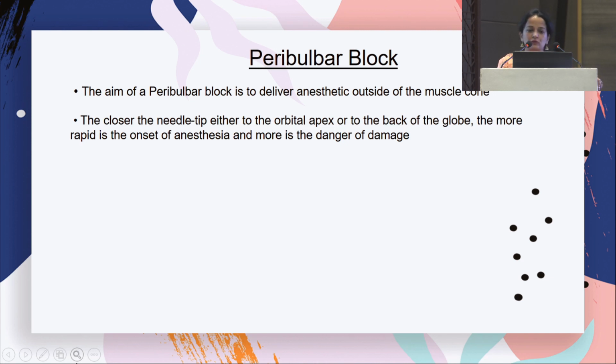So here the aim is to deliver the anesthetic agent outside the muscle cone. But yes, we have to be cautious. The closer the needle tip is to the apex or the back of the globe, the more rapid is the onset of anesthesia, but the more is the danger.